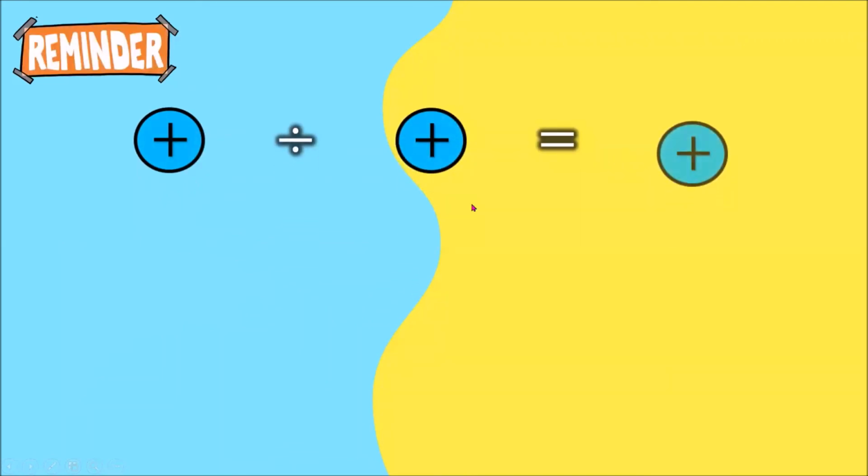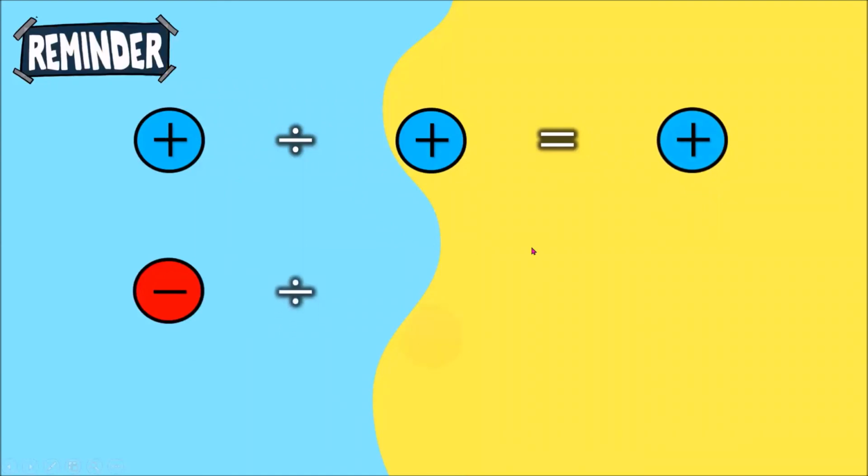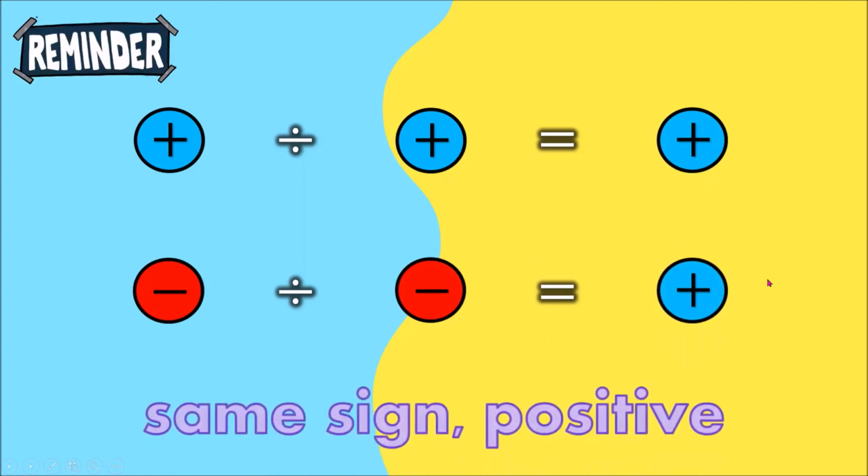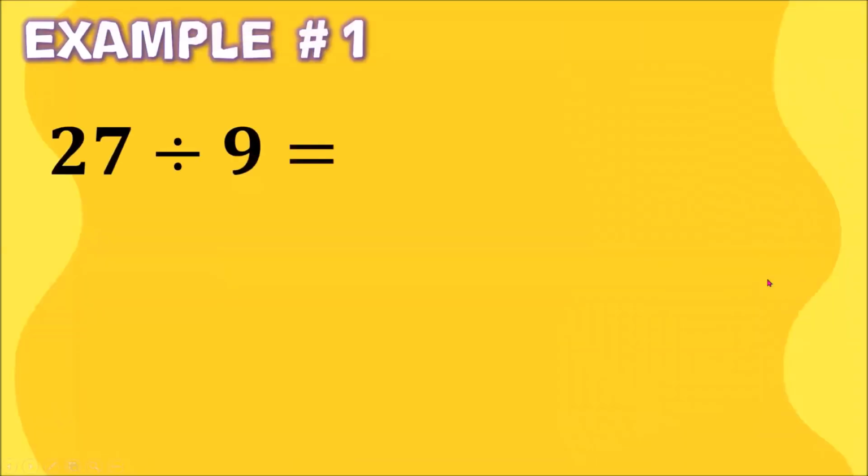Okay, so let's have this reminder. A positive divided by a positive integer equals positive. A negative integer divided by a negative integer is equal to a positive integer. So same sign, positive. Example, 27 divided by 9. They are both positive, so your answer will be positive. And then 27 divided by 9, we have 3, positive 3.